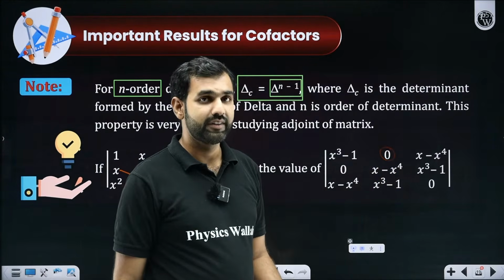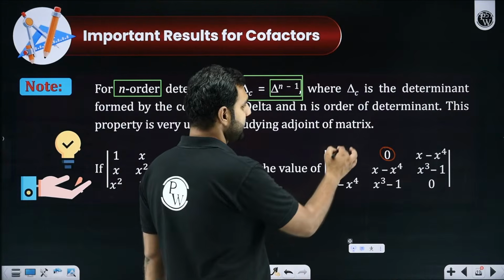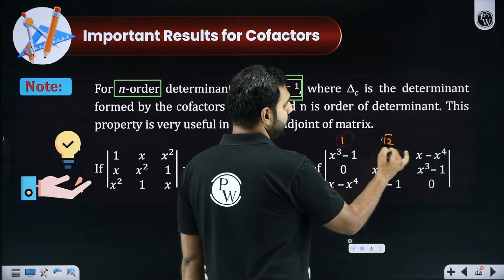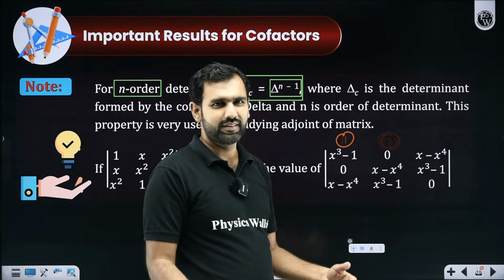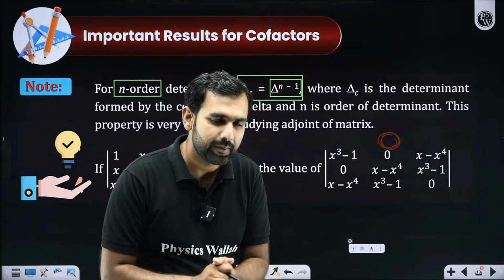But that 0 should come with a negative sign because for cofactor, this is 1, 1, this is 1, 2. So 1, 2 means 1 plus 2, that is 3. 3 means odd, so it should be minus 0, but 0 or minus 0 doesn't matter. Are you getting my statement?